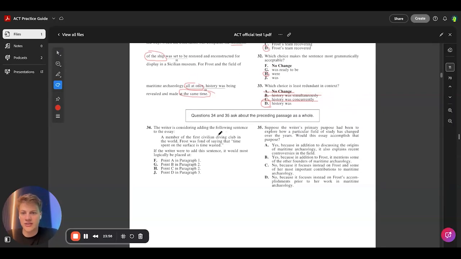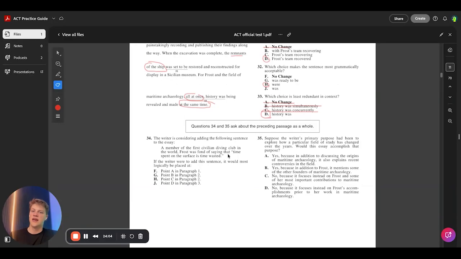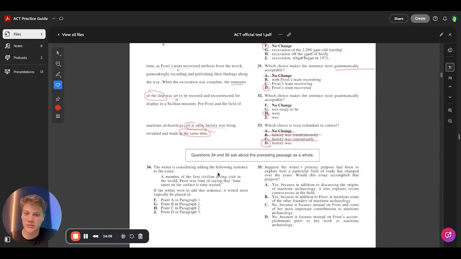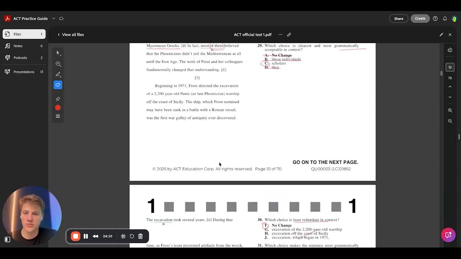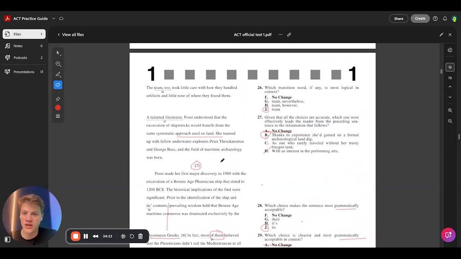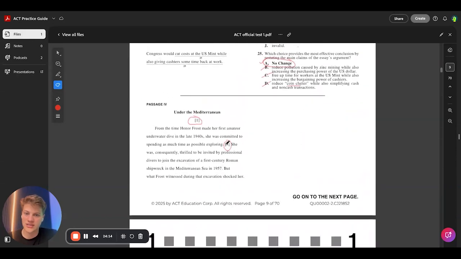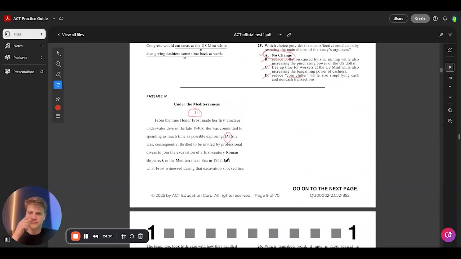34. The writer is considering adding the following sentence to the essay. "A member of the first civilian diving club in the world, Frost was fond of saying that time spent on the surface is time wasted." If the writer were to add this sentence, it would logically be placed at point A in paragraph 1. So remember, we paid attention to the numbers in brackets and the letters in brackets. So we want to see if this sentence makes sense being placed right here where there's a circle.